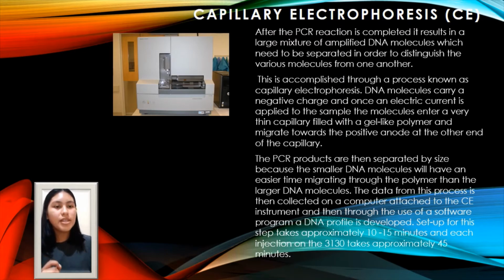The data from this process is then collected to a computer attached to the CE instrument, and then through the use of a software program, a DNA profile is developed. Setup for this step takes approximately 10 to 15 minutes, and each injection on the 3130 takes approximately 45 minutes.